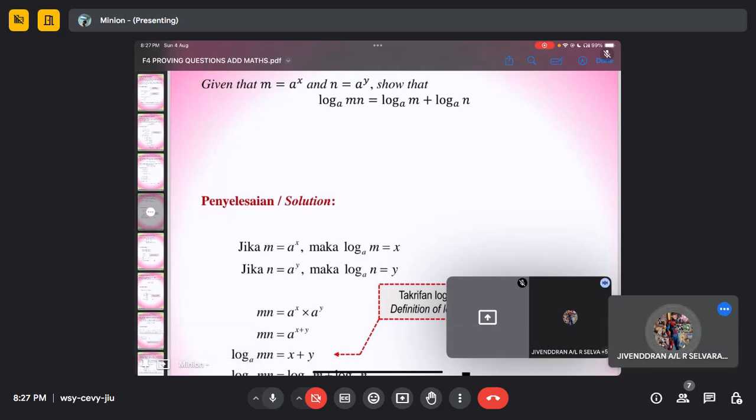Why is it x plus y? Because when you insert log a to the right hand side, the power will come in front, and then log a will get cancelled. So since we know x and y from above, you can just substitute, then you'll get log a mn equals log a m plus log a n. So that's how you prove this formula. Okay, understand? If you don't understand, we can go to the next formula.